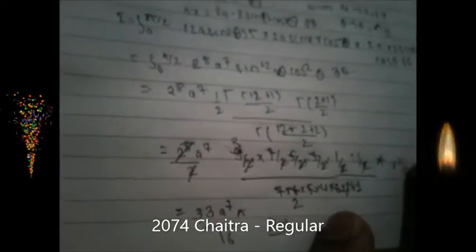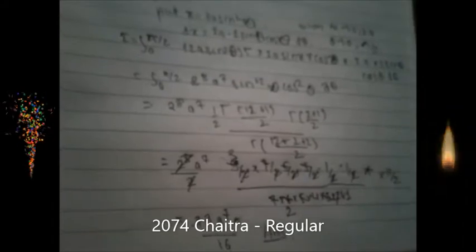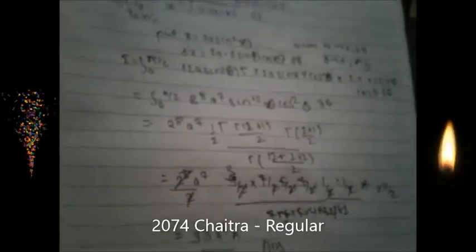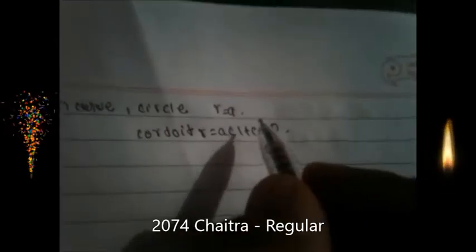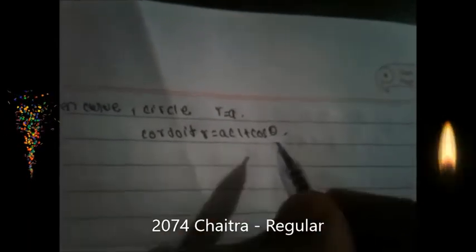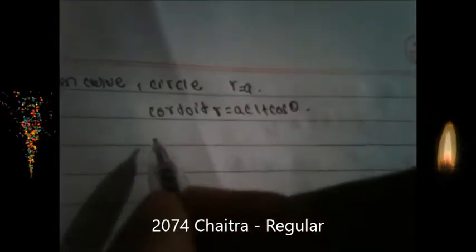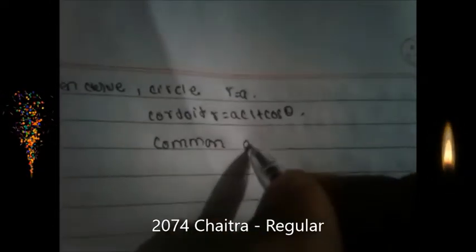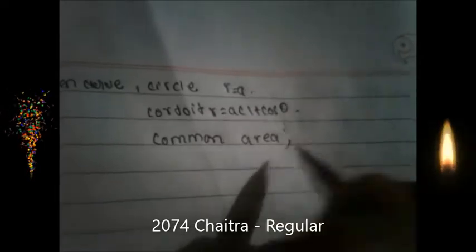And this was our question number 8 from alpha beta function. Now question number 9 remains. This is the question asked. Given the circle r equals a and the cardioid r equals a cos theta, the common area is asked.